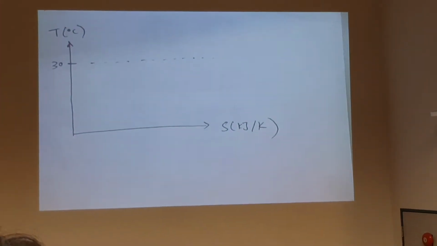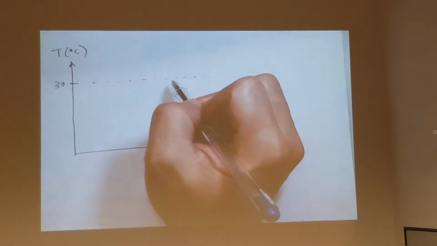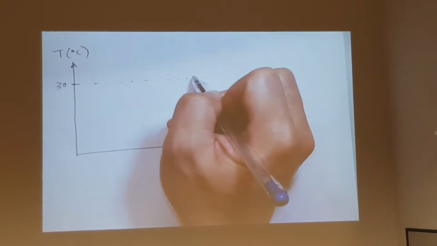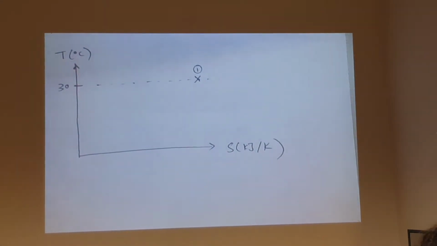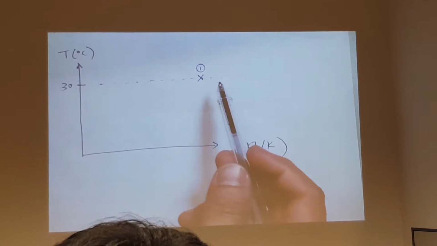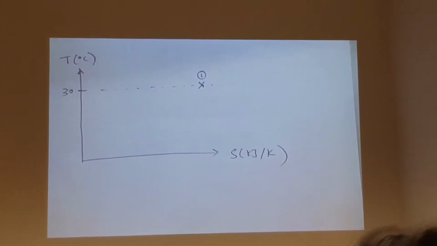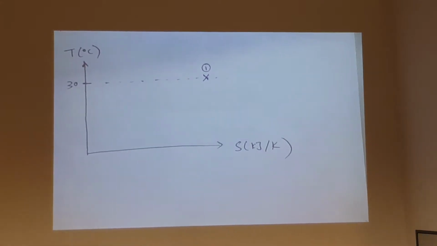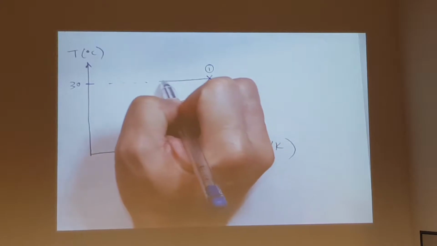And then you have a horizontal straight line because the first step is isothermal. Alright? So you start with any point. Let's say this is your point 1. Where should it go? Should it be to the left or to the right? You look at your entropy change, right? Entropy change delta S1 is minus 3.43. So it's going towards negative side. Okay?